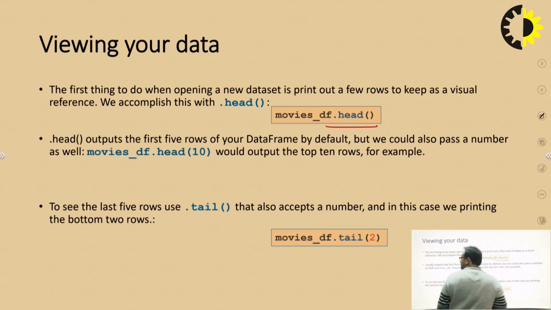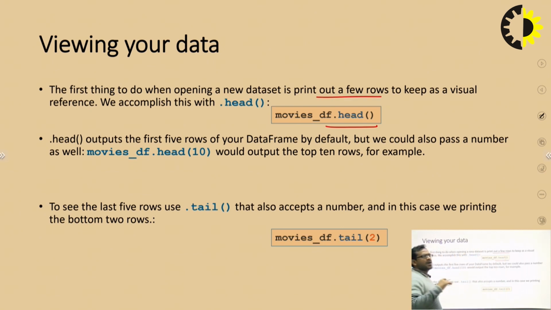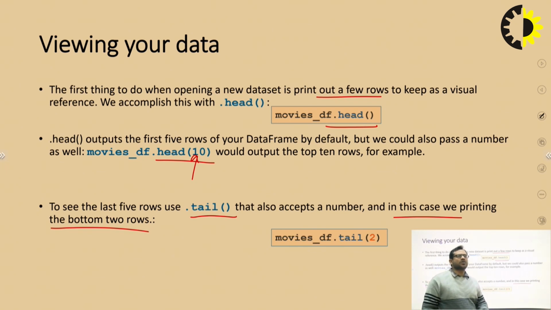First is head. The head function is used to show the top 5 rows. It prints out a few rows, basically the top 5 rows. If you want to see more rows, you can pass a number here like 10, 15, 8, 9, 5, 2, whatever number you pass, it is shown here. Tail accepts a number too, and prints the bottom rows. If you pass 2, it prints the bottom 2 rows, or 10, then the bottom 10 rows. So head prints the top rows and tail prints the bottom rows.